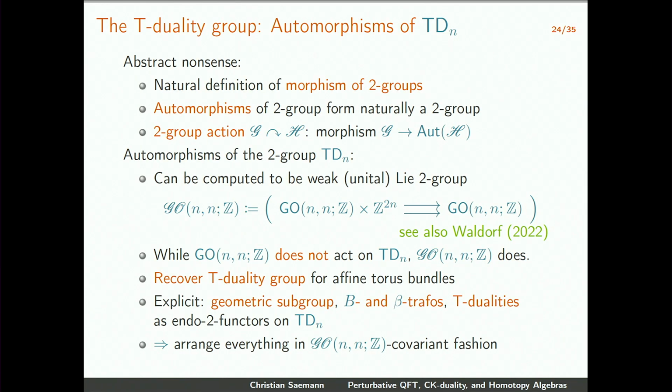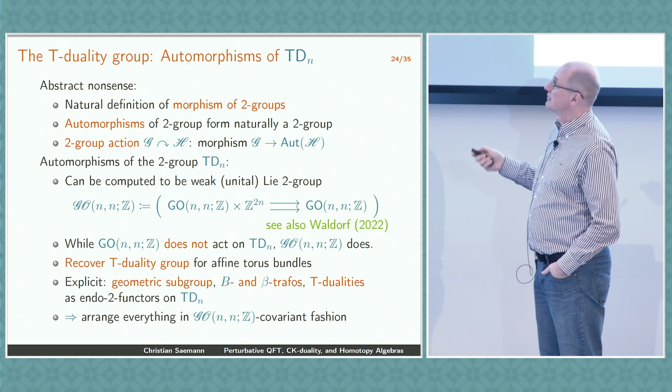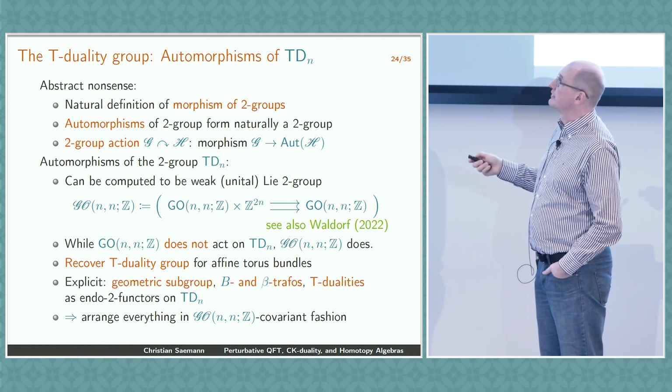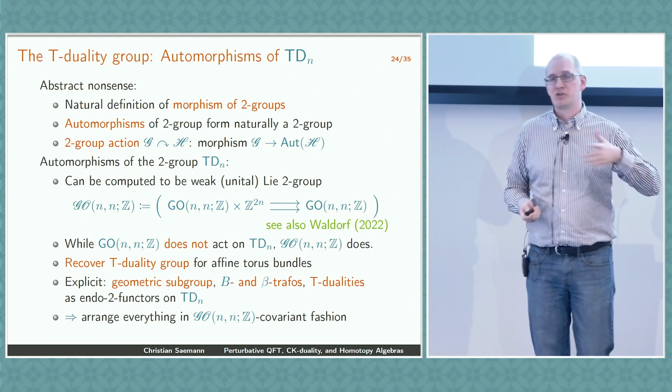Another nice thing is that if you know T-duality, you know that there's this T-duality group GO(N,N,Z) or O(N,N,Z), right? Here we use GO(N,N,Z). Actually, I should talk about that as well with you, Mattei. And how does that come into the game? Well, by abstract nonsense, there's a natural definition of morphisms of 2-groups. There's an automorphism 2-group of a 2-group. That's also given. There's a 2-group action. All of this you can define rather directly, or you just look it up in the literature.